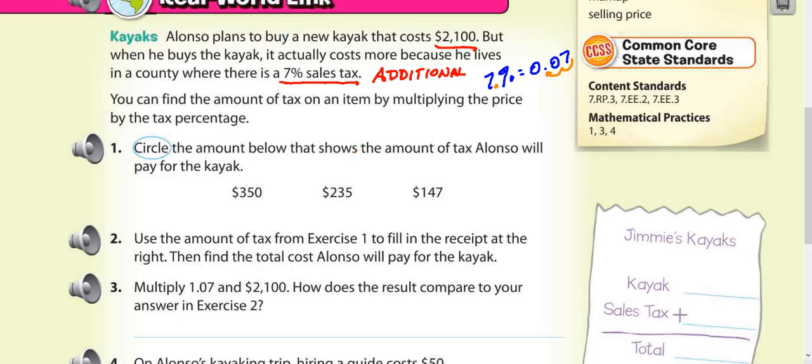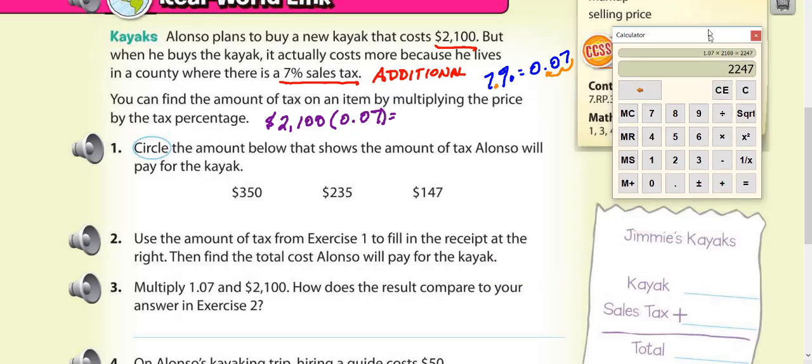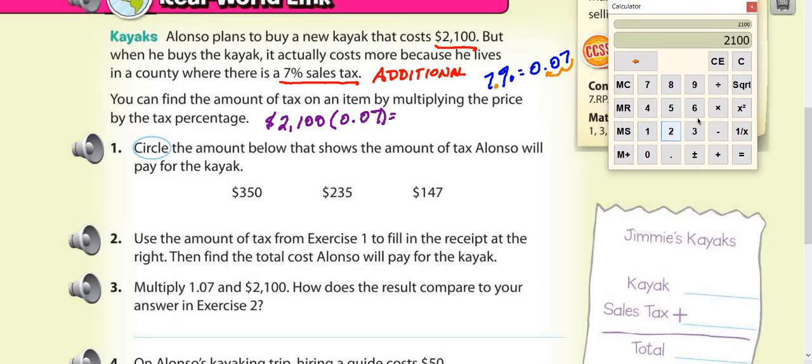So to find out how much tax he's going to pay, we're going to take the amount of the kayak, $2,100, and we're going to multiply it by the percentage for the tax. So let's grab our calculator out, and we're going to multiply $2,100 times 0.07. Got to make sure you have that placeholder 0. It equals $147. Now, when he buys the kayak, he doesn't just give him $147. That would be just giving the tax. He pays the tax on top of the rest of the cost of the kayak.